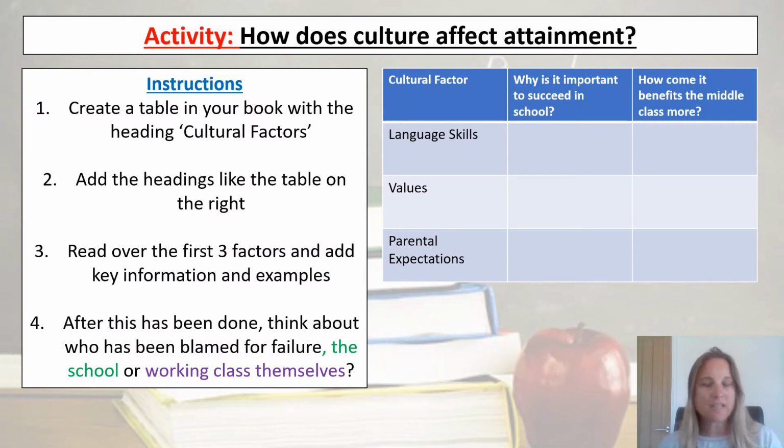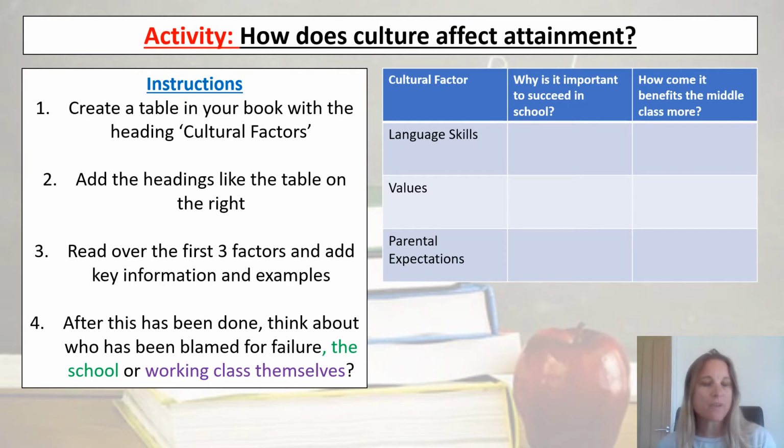So on the next slides, there are 3 what are known to be cultural factors: language, values, and parental expectations. And what I want you to do is I want you to draw a table in your books like the one that's there in the blue, with the 3 headings. The cultural factor is one of the headings. Why it is important, why that factor is important to allow people to be successful, and why does that factor benefit the middle class more. Look at the factors and add the information and the examples.